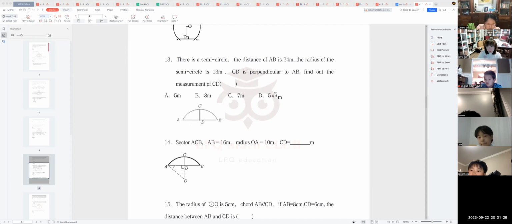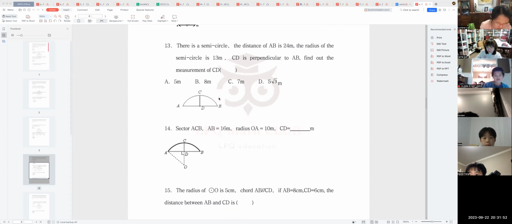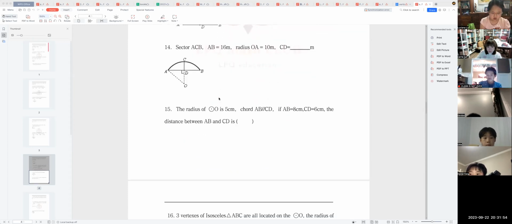So AB equals 16, okay? Radius OA equals 10. So this one equals 16, what is this one? This is 8, right? And this one equals what? 6, right? Some kids wrote the answer wrong as 6. I want to find out the distance of CD, so it's 10 minus 6 equals 4 meters. Congratulations, Gordon. Okay, good job. Very good. Read the question carefully, they are asking you for CD, right?